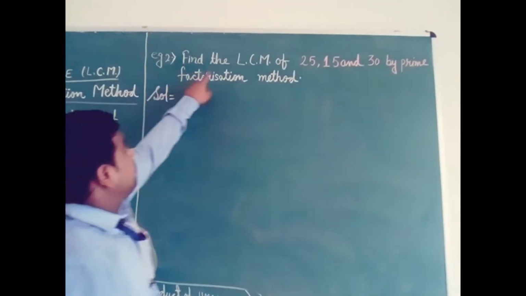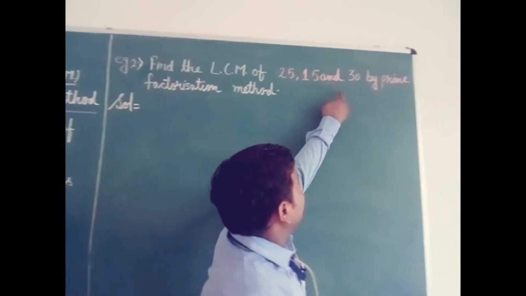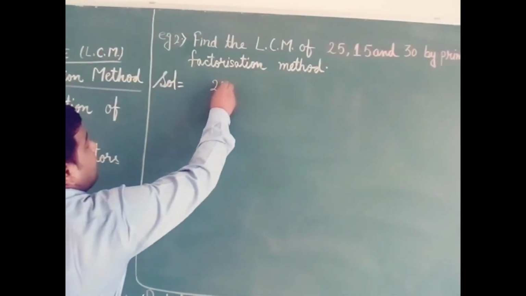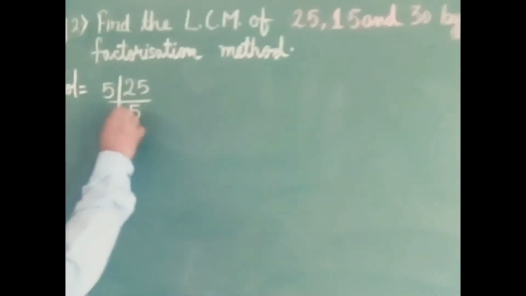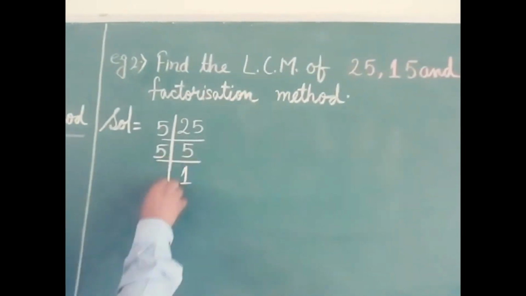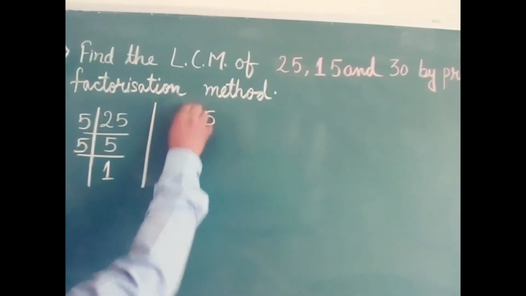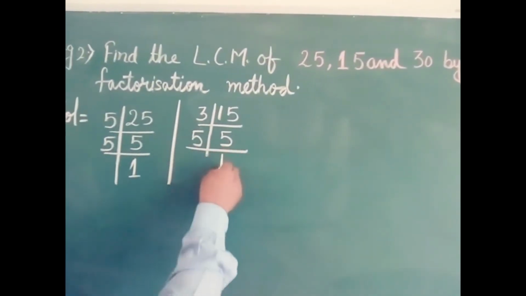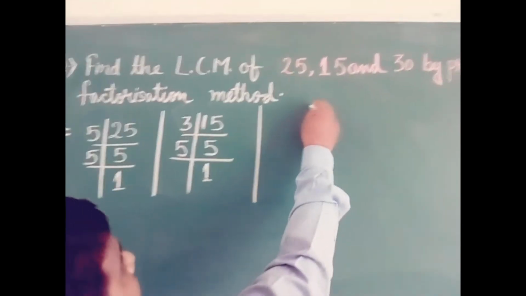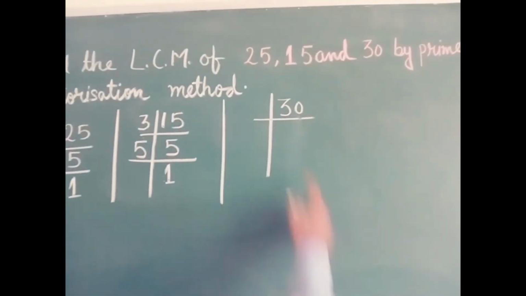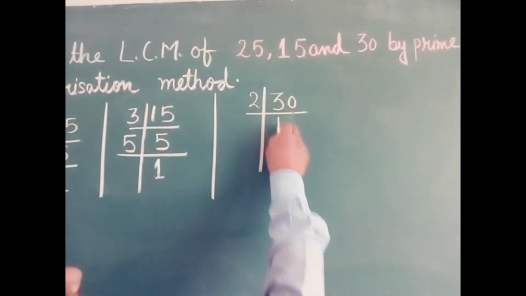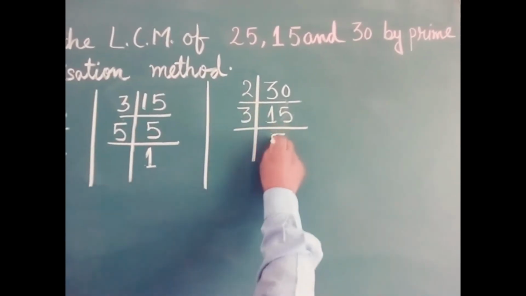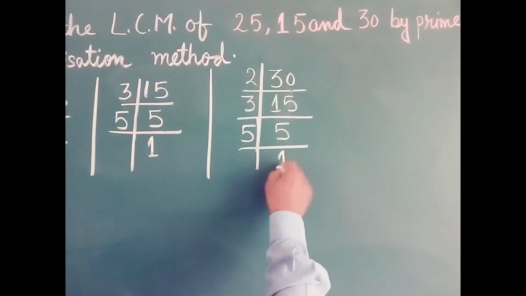See one more example. Find the LCM of 25, 15 and 30 by prime factorization method. So we have to find the prime factorization of 25, that is 25 divided by 5 gives 5, again 5 divided by 5 gives 1. Prime factorization of 15: 15 divided by 3 gives 5, 5 divided by 5 gives 1. Again 30, 30 is divisible by 2. When 30 is divided by 2 gives 15, 15 is divisible by 3 gives 5, and 5 is divisible by 5.